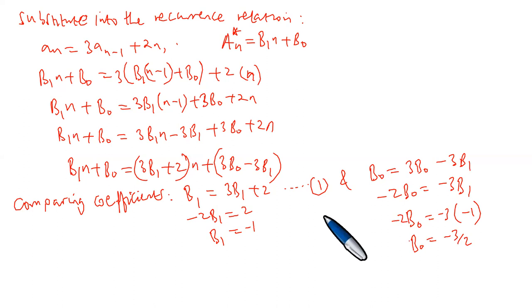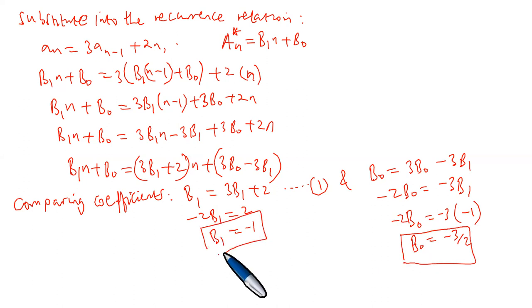Okay, so you've got this one here, B0. And you also got B1. Right, so B0 and B1. Okay. B0. So if you put it here, it becomes minus.